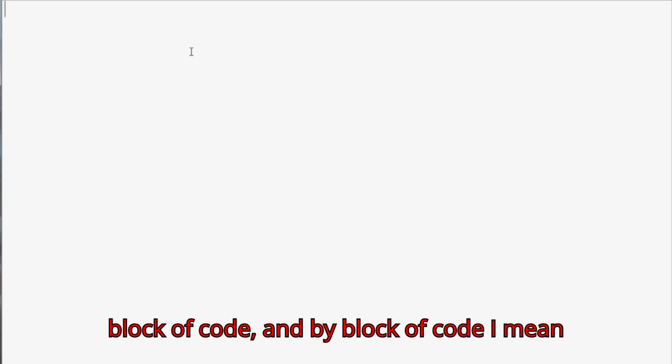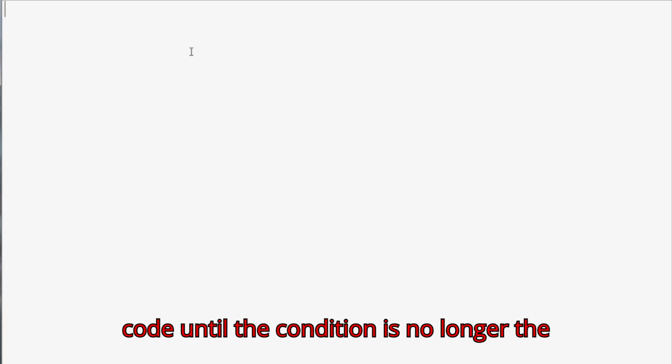So the while loop is going to say, while a condition is such, do something. And then it's going to continue running whatever block of code, and by block of code I mean basically a chunk of code that is underneath something and tabbed over. I'll explain that when I show it. Basically it's going to run that block of code until the condition is no longer the case.